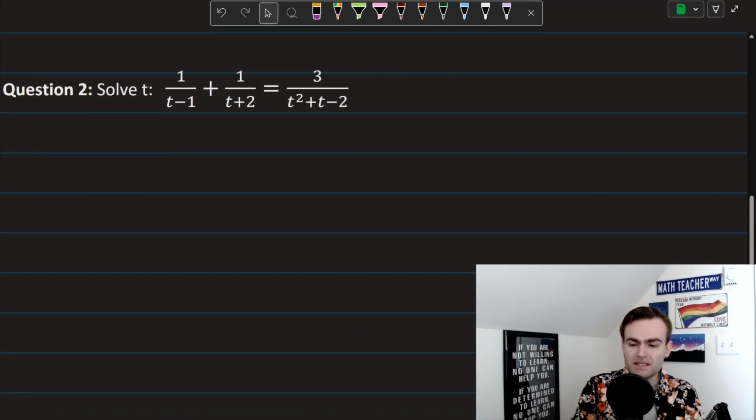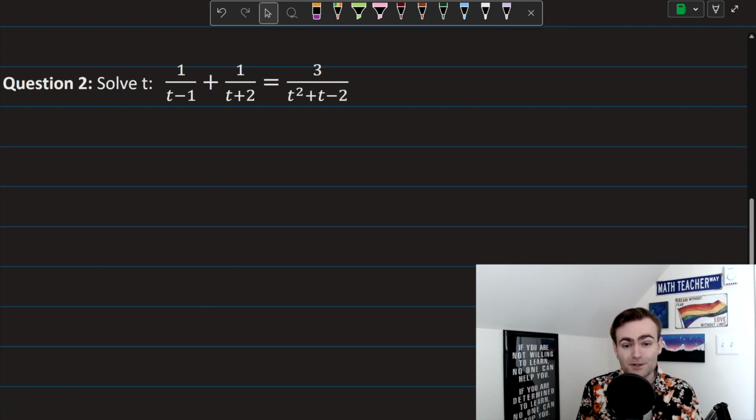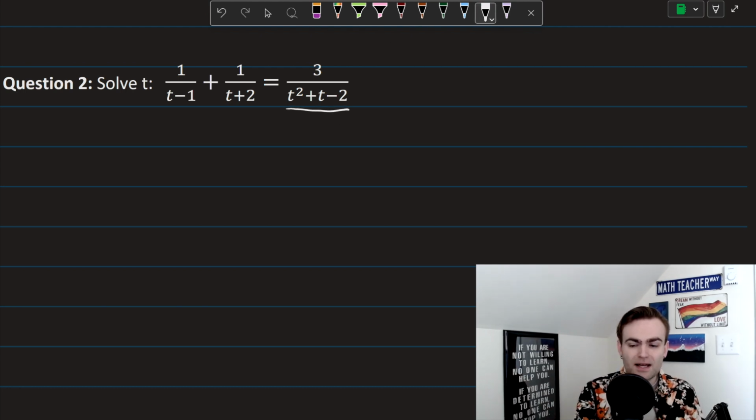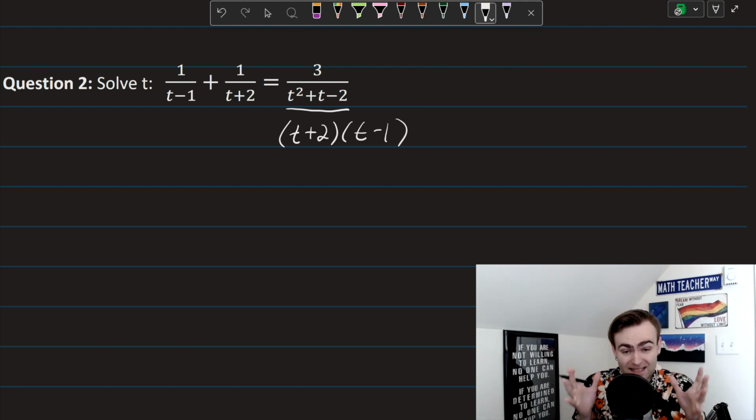The next one is a little bit different because all of our fractions have a variable. In addition to that, we actually do have some common factors in our fractions with variables. And I can tell that because this quadratic here is factorable. And I can factor this to be t plus 2 times t minus 1. And if you notice, that means I have a common factor of t minus 1, a common factor of t plus 2. So my least common denominator here is going to be this t plus 2 times t minus 1.